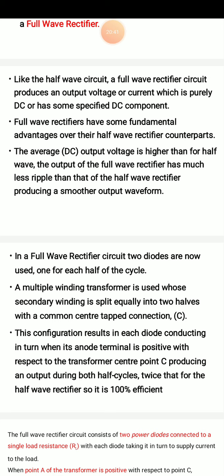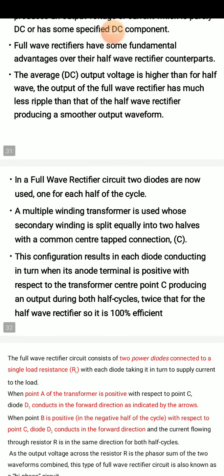The output of the full-wave rectifier has much less ripple. So ripple current is very less, producing a smoother output waveform. That is important here. Two factors we are going to consider: the average output voltage value as well as the ripple current here. So next, the ripple factor you see.